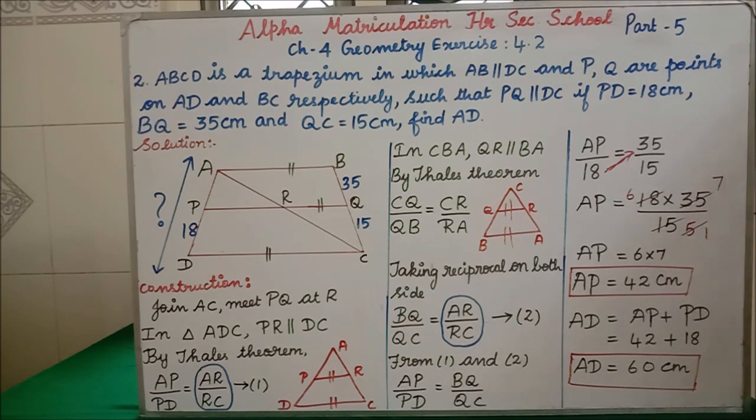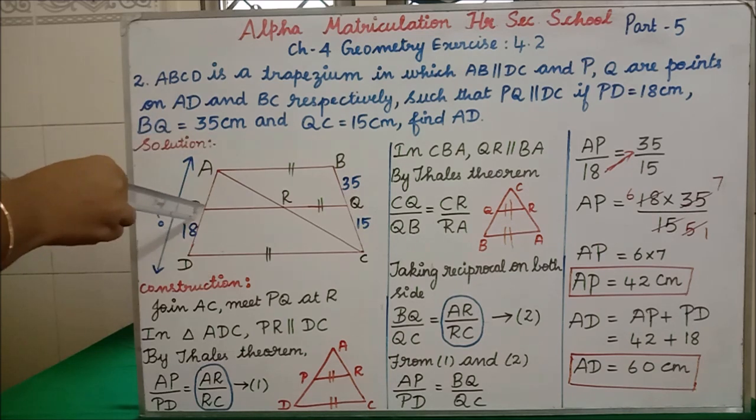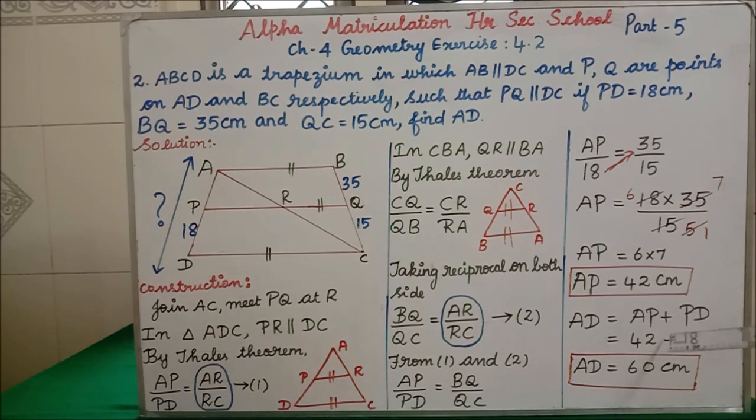But in the question they were not asking us to find AP. What are they asking us to find? The AD value. What is AD? This full length we have to find. For that, how can we write this full AD now? AP plus PD. If we add them, we will get the full length. So I am writing AD equal to AP plus PD.